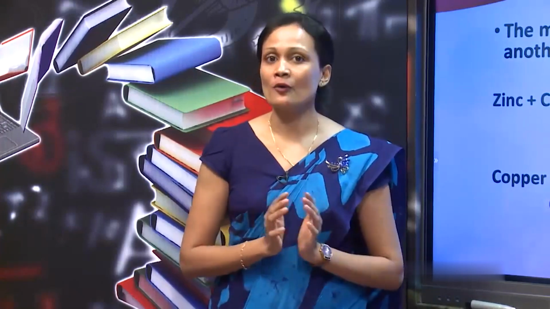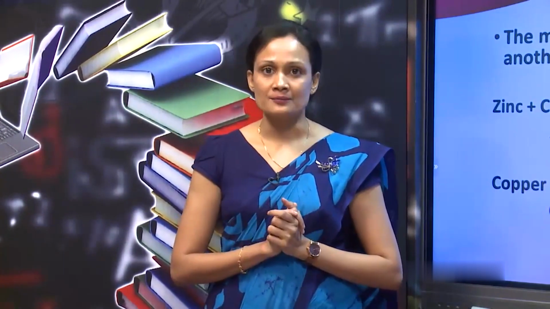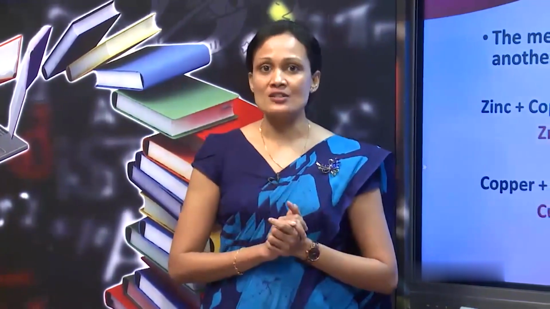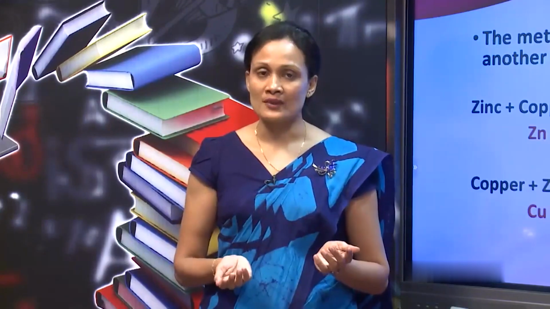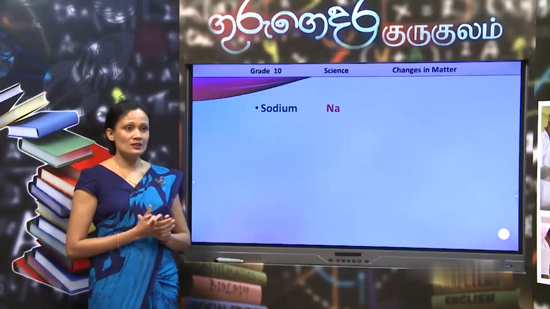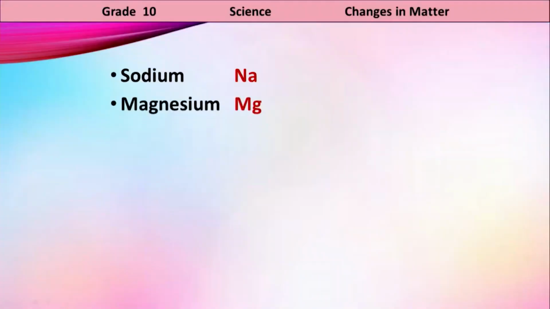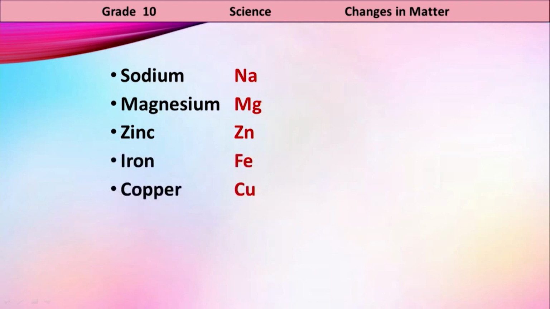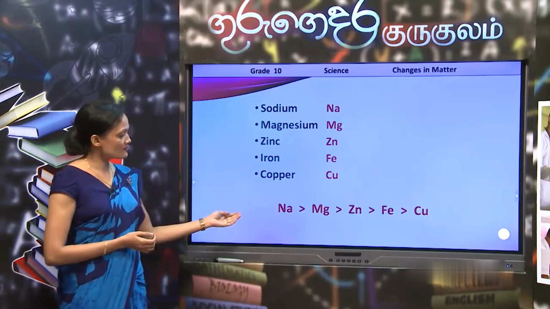Okay children, now you have observed how metals react with water, air and dilute acid. So by using the observations, you can conclude that the reactivity of metals is not the same. Think about the metals that we used for the experiment. We used sodium, magnesium, zinc, iron and copper. If we arrange these metals according to their reactivity in descending order, look at this one.